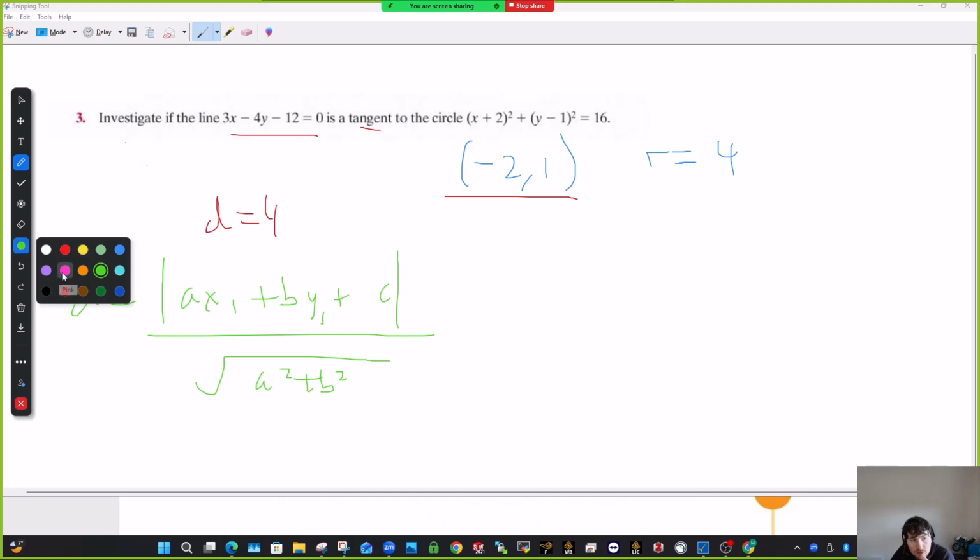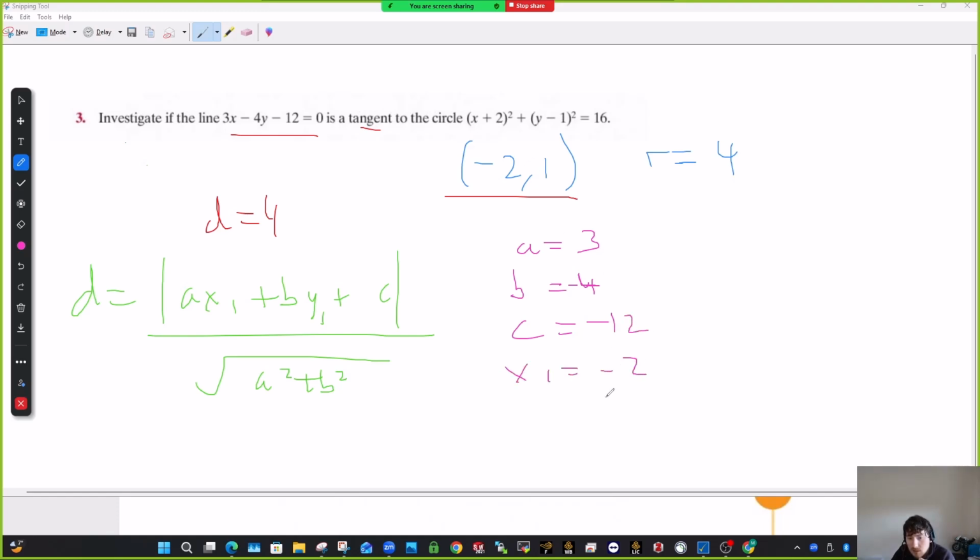Usually before we sub into this, it's nice to make a table. We'd say a is 3, b is -4, c is -12. x1, y1, the point we want to get the distance to, is the center. That's -2, 1, and then the distance is the question mark. We're looking for D. Right, we're going to sub all this in here. This should be a straightforward sub in.